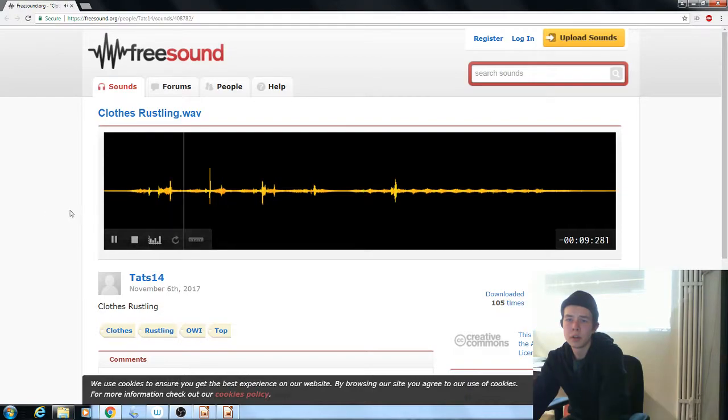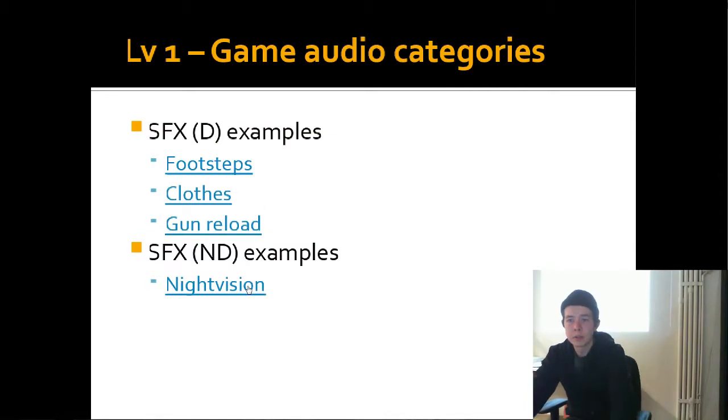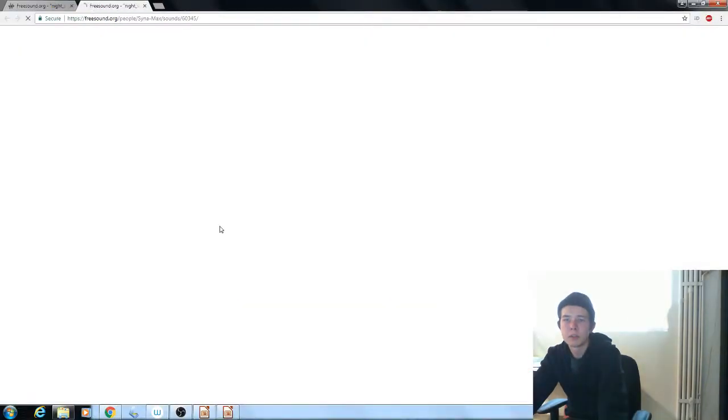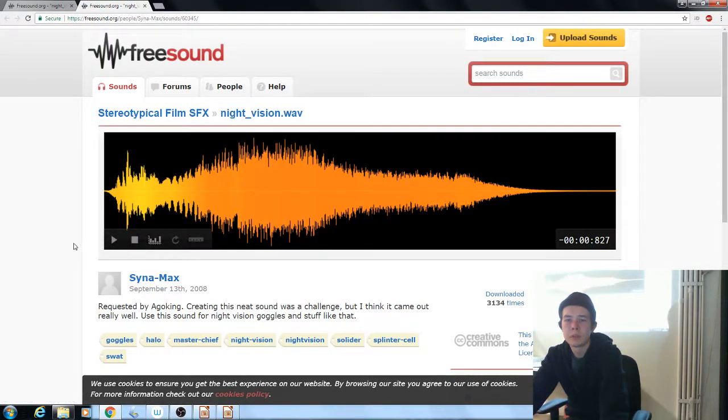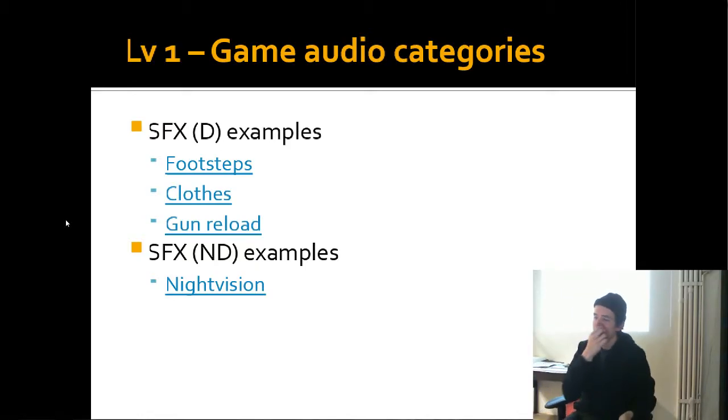Again, it sounds a little bit like leaves, but it should be some kind of clothes rustling against each other. And a good example of a non-diegetic sound effect is the night vision sound. It could be diegetic, but only on the condition that you think putting on some binoculars would sound like this. In real life, binoculars don't make such noises, so that's why I think it's non-diegetic. It's only for the player, to hint that something is happening. A good example.